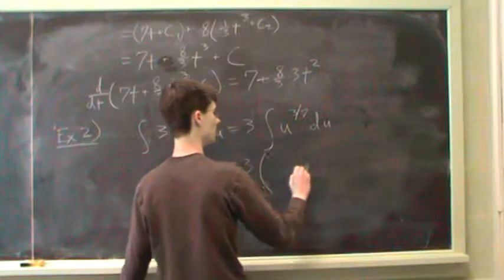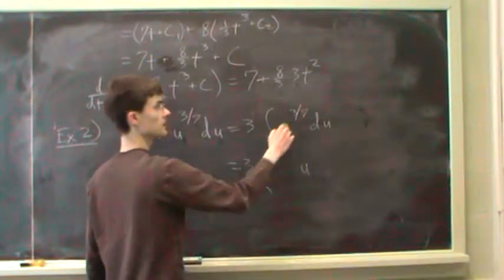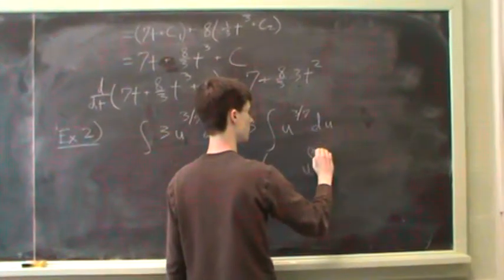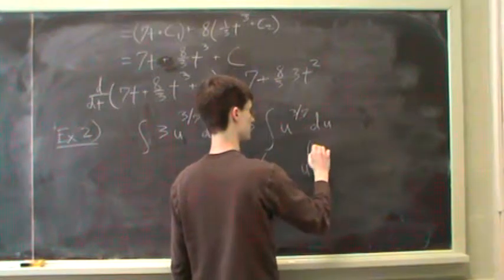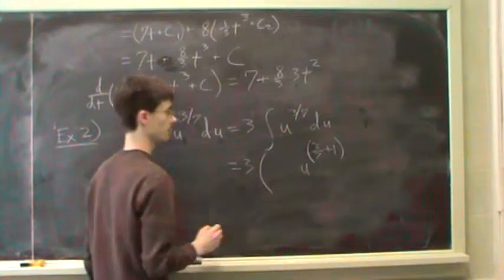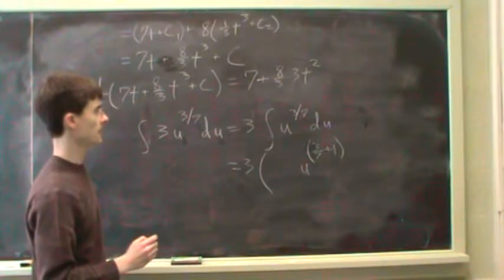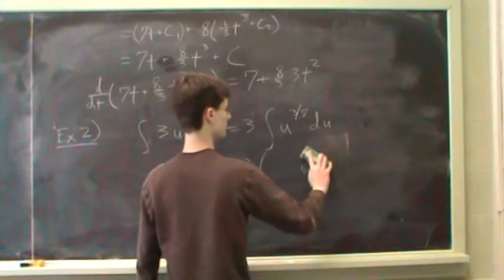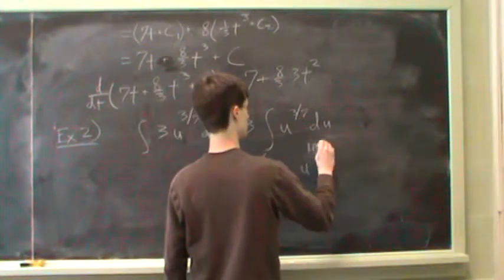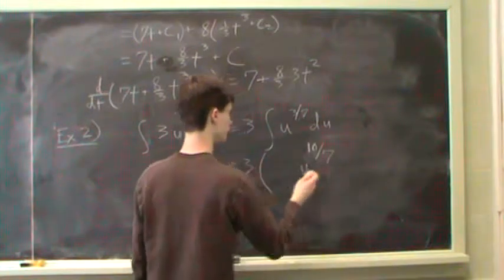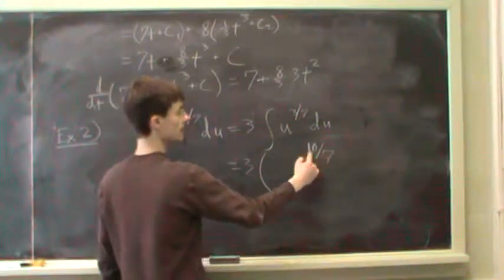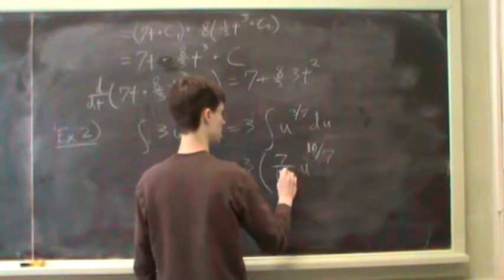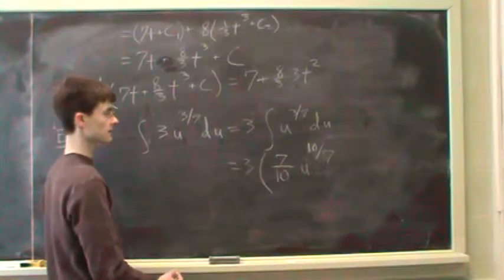So now the exponent would be 1 plus 3/7. So it will increase by 1. Write this larger so you can see it. And 3/7 plus 1 is just going to be 10/7. And we need to make sure that we put the reciprocal of 10/7 out in front. And the reciprocal will be 7/10.